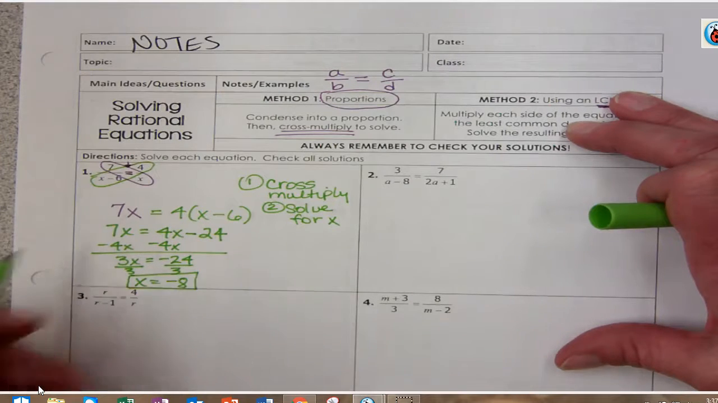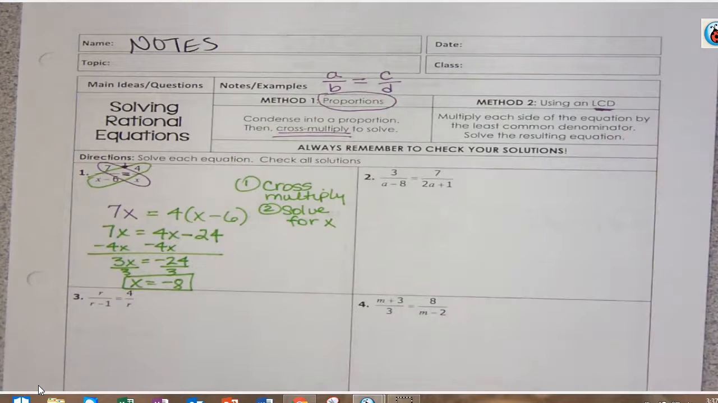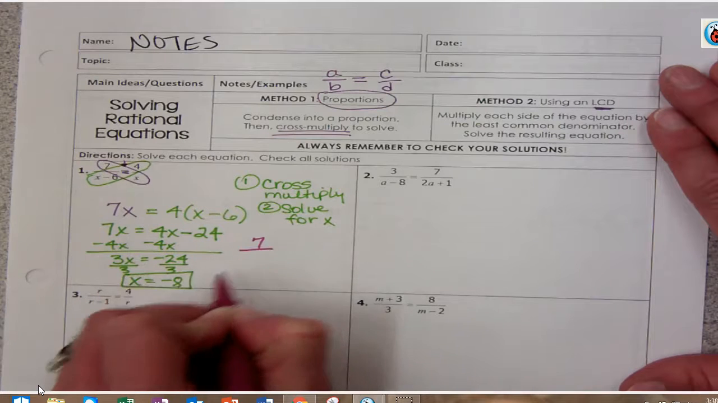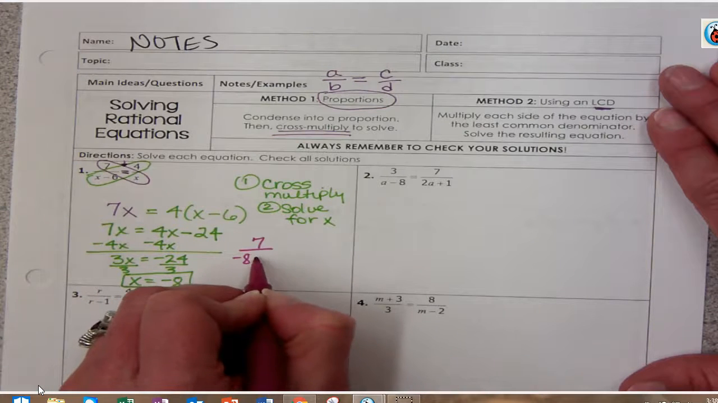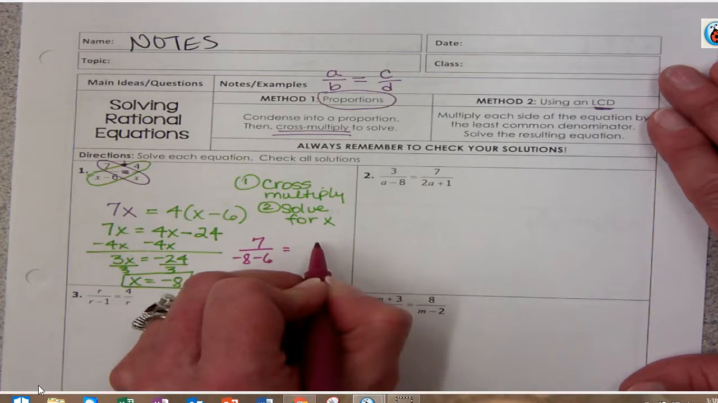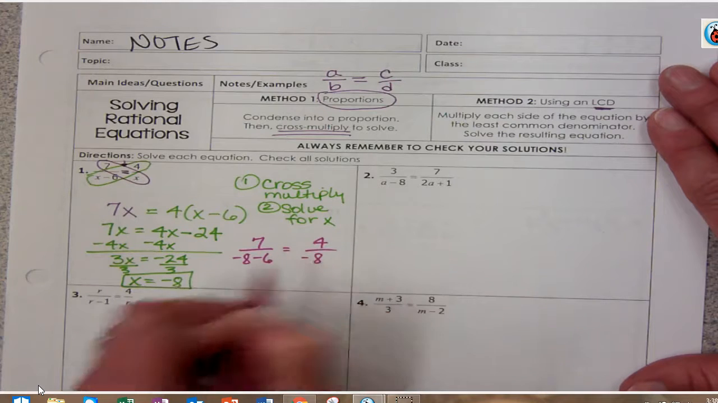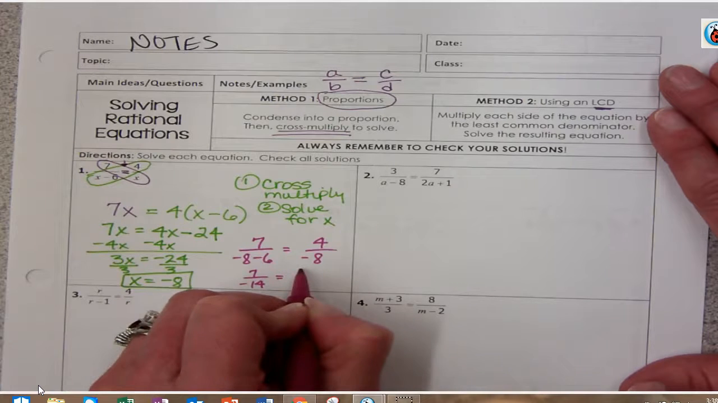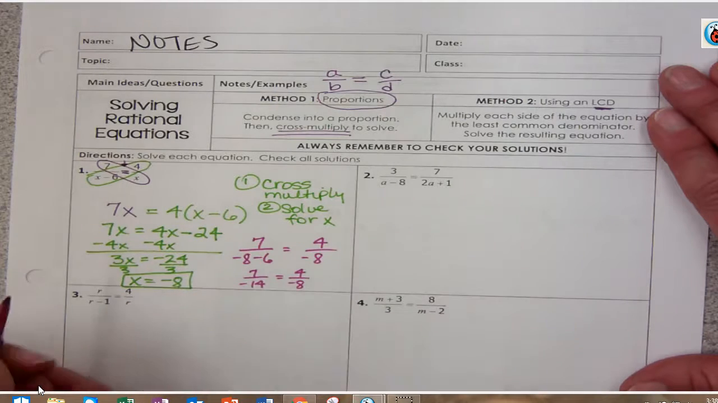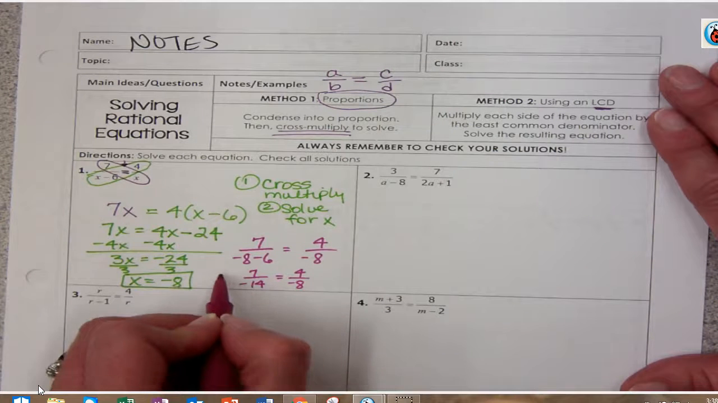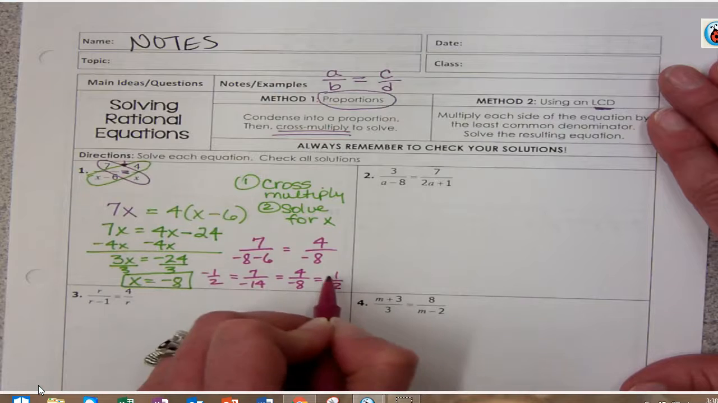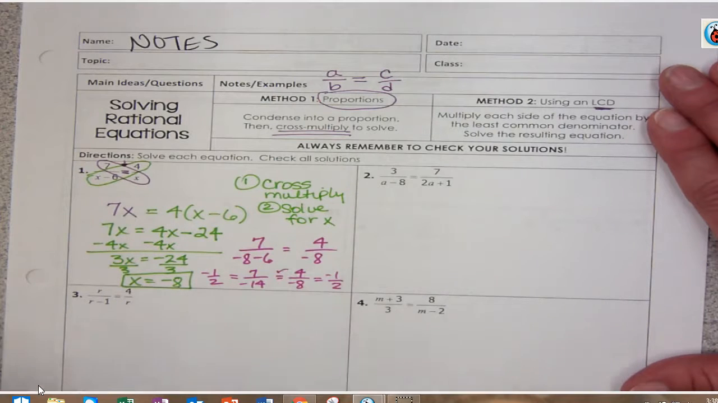And if I was going to check my answer, like Markia or Anaya would do, because they want to make sure they get it right, I plug negative 8 back in. Negative 8 minus 6 is negative 14, so 7 over negative 14 equals 4 over negative 8. Both of these equal negative 1/2. So we've checked our answer.